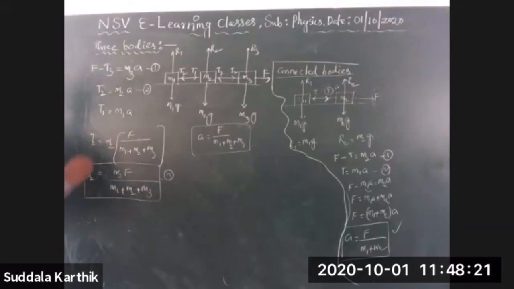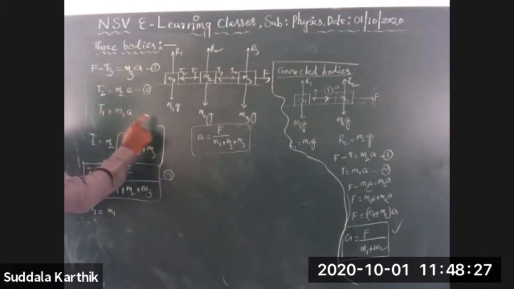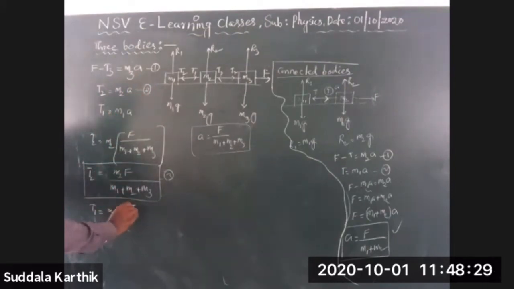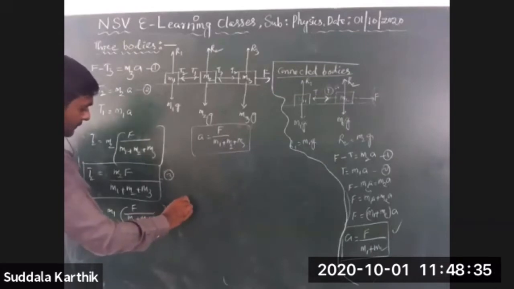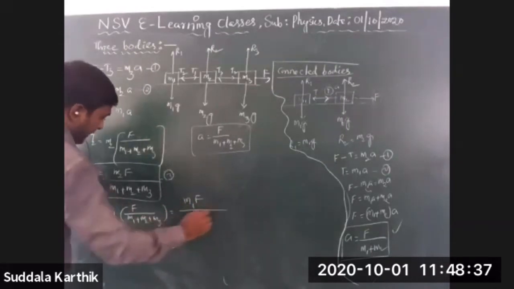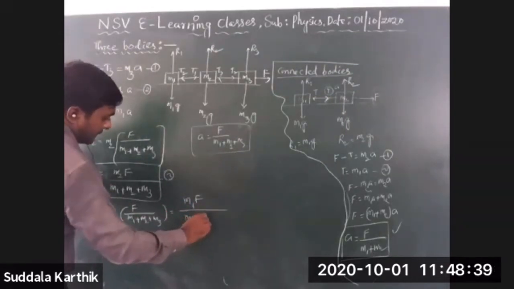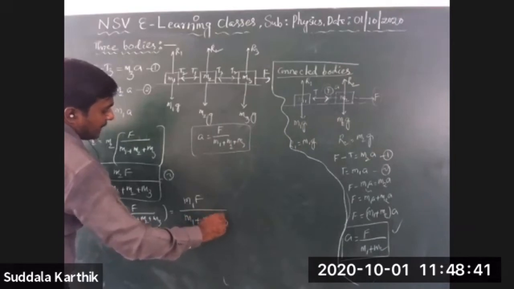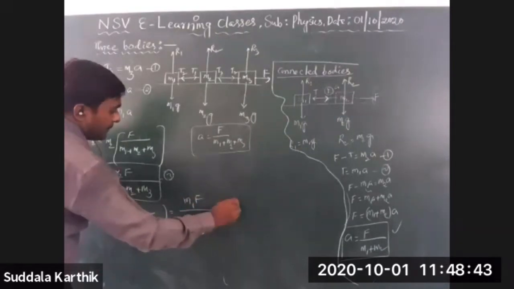Next after that, T1 is how much? T1 is equal to M1A. A is how much? F by M1 plus M2 plus M3. That is equal to M1F by M1 plus M2 plus M3. Let it be equation number 4.